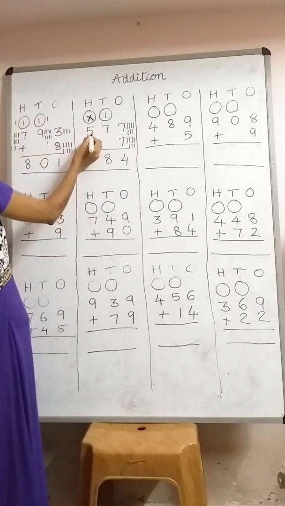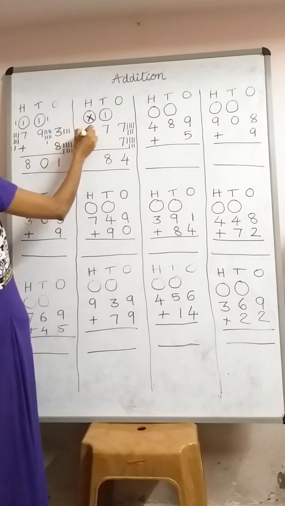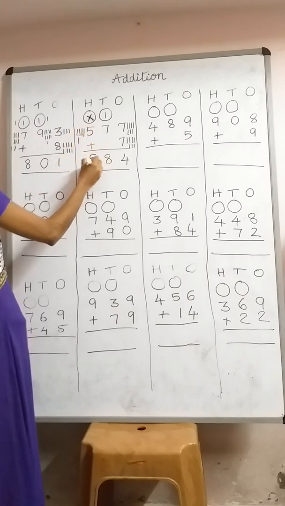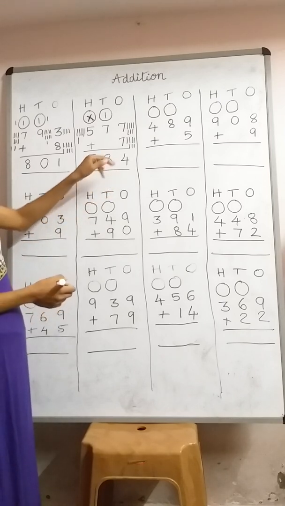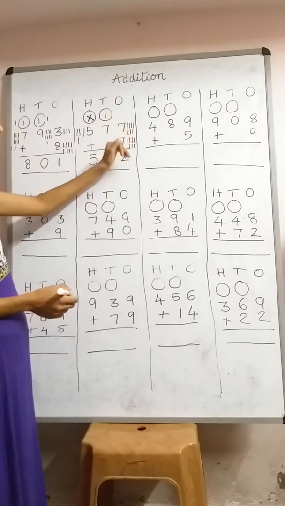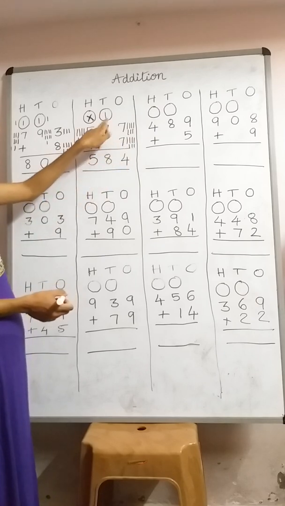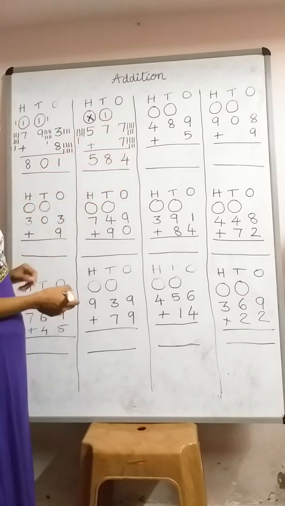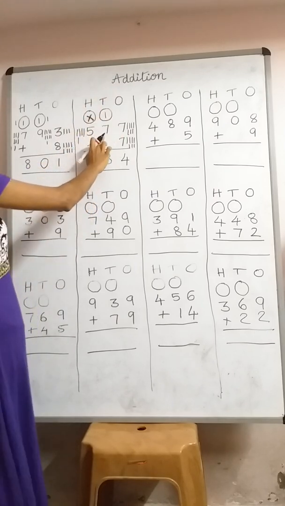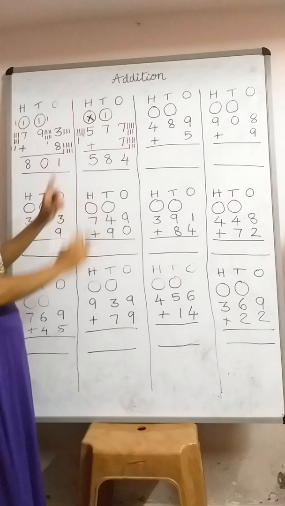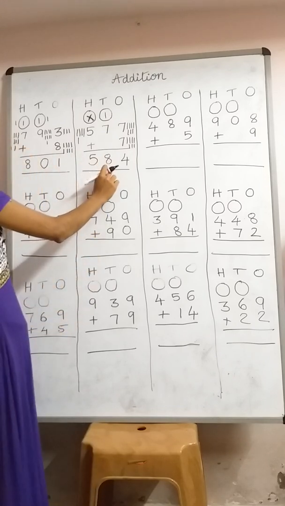Now next, what we have in the hundreds place, we have 5. So write only 5, that is 584. Did you understand this? What did I do? I just added 7 plus 7 and I got 14. Carry 1 and write here 4. Then what did I do? I added the tens place, that is 7 with 1. 7, take one finger, that is 8. So I have written 8.